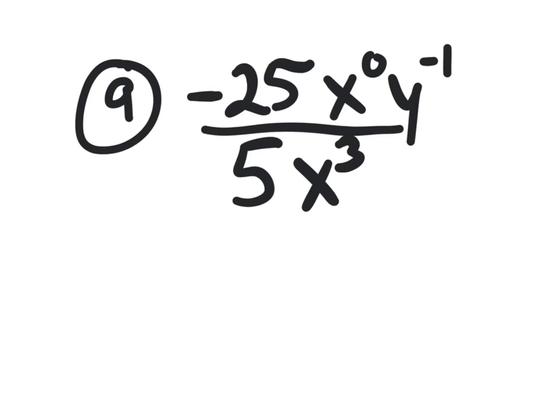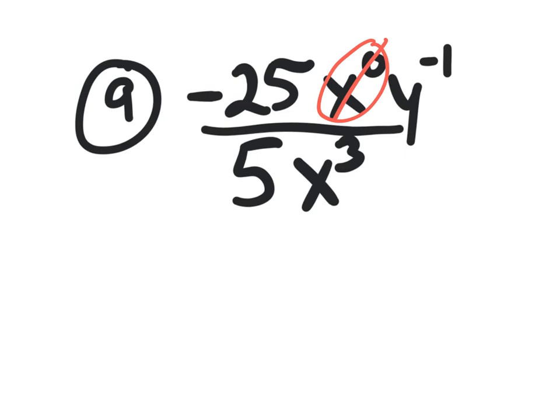Anything to the 0 power. Oh, my favorite rule, yeah. So x to the 0, that's just 1. So I could just scratch it out. Now you're thinking, what do you mean you could just scratch it out? Well, if I did replace x to the 0 with the 1, it would say negative 25 times 1. It would still be negative 25. So I could just scratch it out.